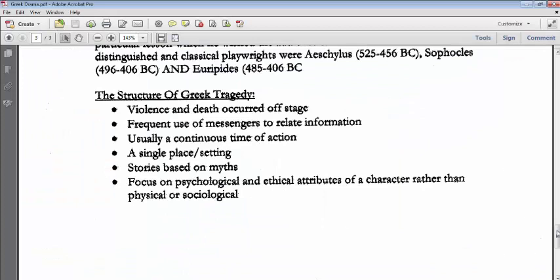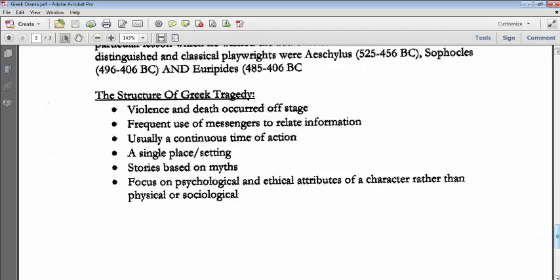Okay, so I've talked a little bit about the staging and a little bit about the history. Now I'm going to talk a little bit about the structure, mainly of Greek tragedy, because the play script that we're going to be looking at as part of our focus for Greek tragedy, Agamemnon, is actually a tragedy. Here are just some basic points on what often occurs in a Greek tragedy, and you might have already known this.